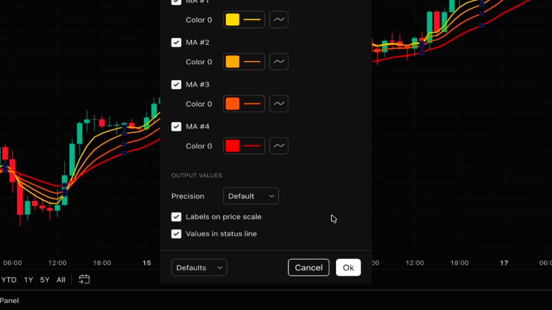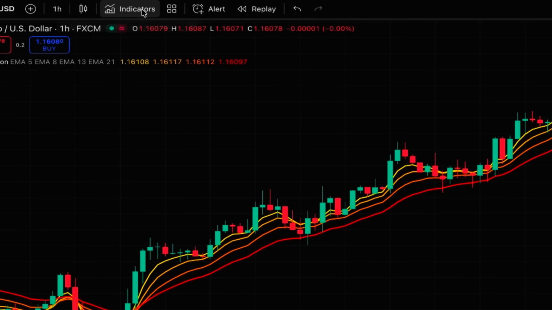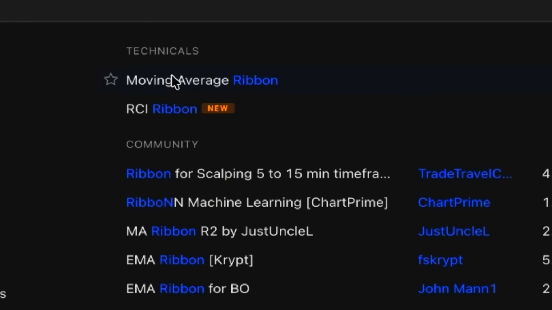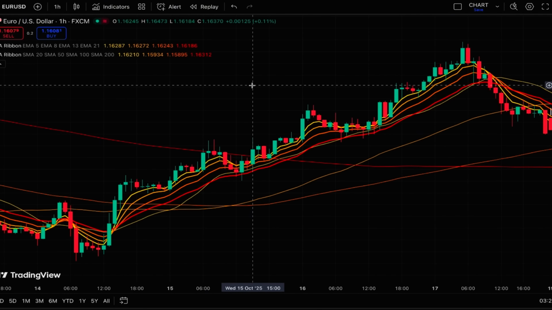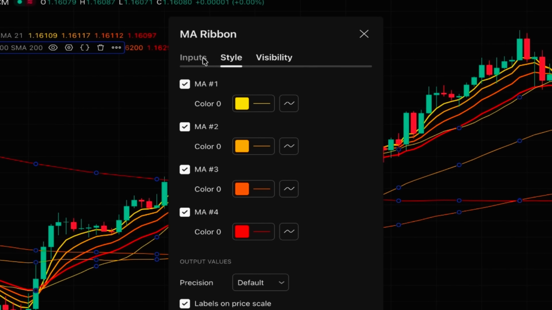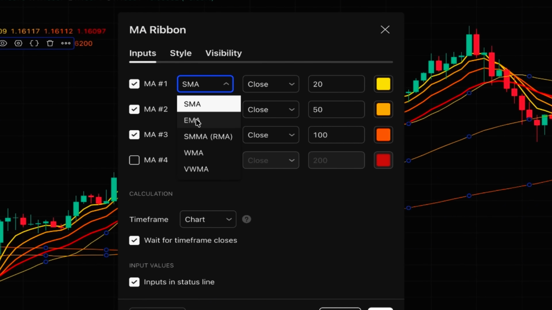Alright, we're done with the settings of these 4 exponential moving averages, and now we need to add another 3 exponential moving averages. So here we click on indicators and again we search ribbon, this one, moving average ribbon, and for these moving averages also we need to give them special settings. So here we go to the settings of the ribbon and here in the inputs tab, first we remove one of them because here we need 3 exponential moving averages, and here we set the type of moving average EMA for them.